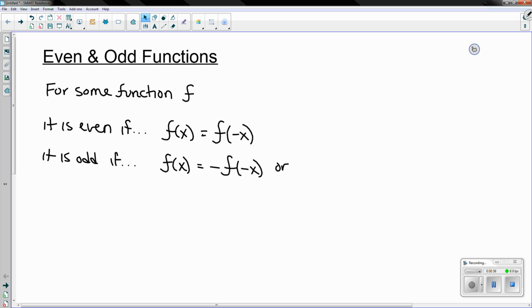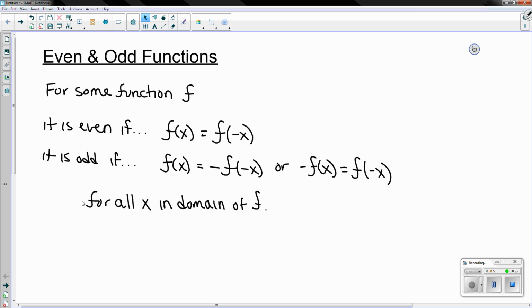Or an alternative definition we could look at is negative f of x equals f of negative x. Right? So just an equation manipulation there. And this definition needs to hold for all x in the domain of the function f. Now, it is possible for a function to be neither even nor odd, so just keep that in mind.